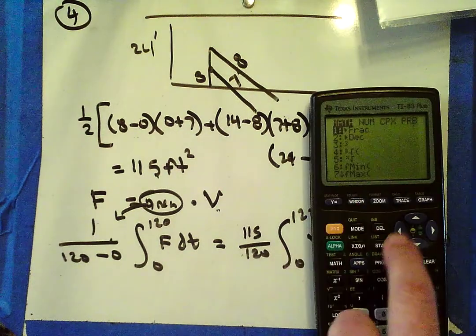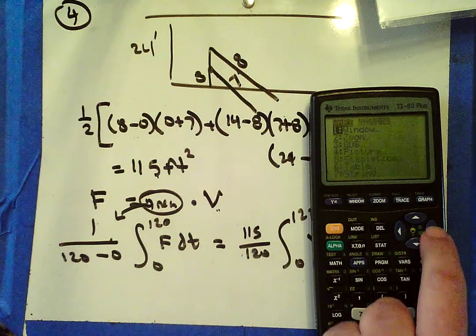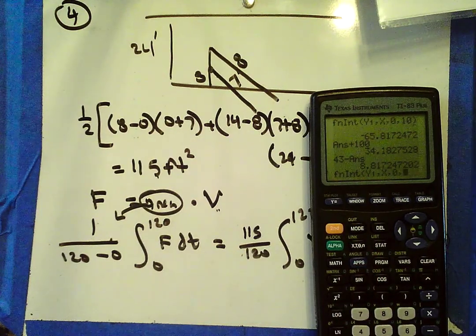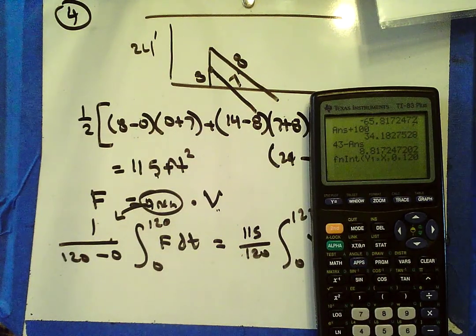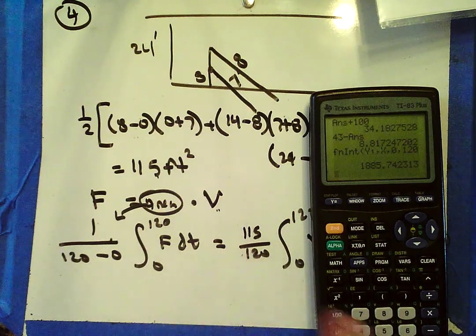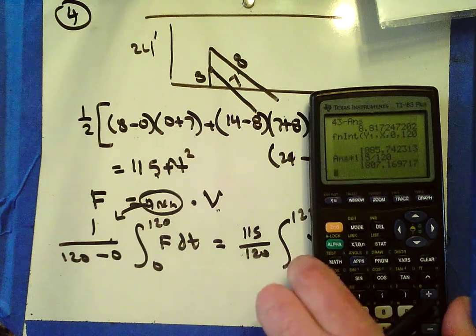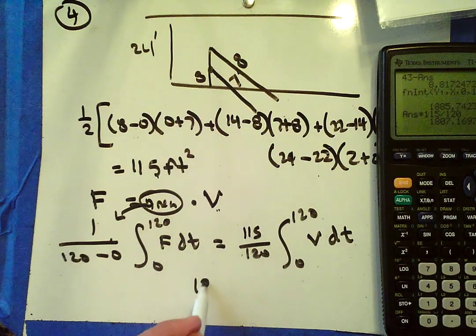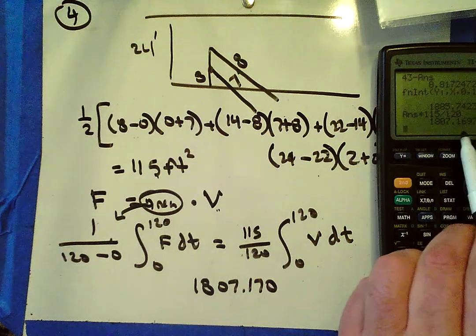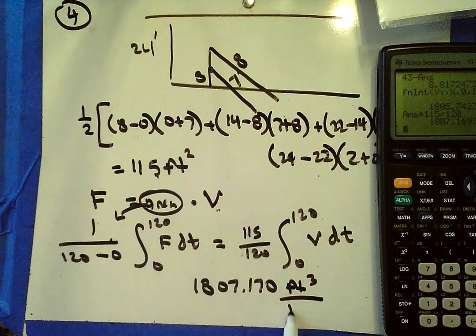Good. I go to math, integrate. I want the function in y1, comma x, comma 0, comma 120. And don't forget, I need to multiply this by 115 over 120, times 115 divided by 120, and I end up with 1807.170697. We'll round to 170 cubic feet per minute.